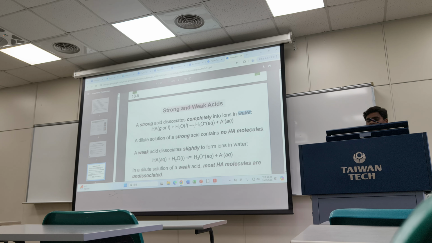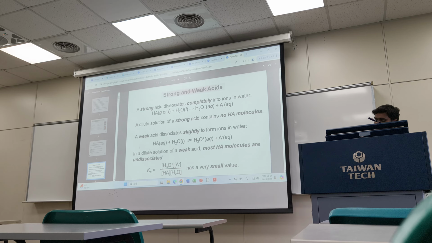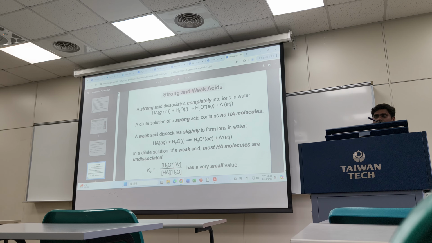If you are going to write this whole paragraph, that is good also. If you are supposed to use a dilute one, you can write that no HA will exist from here. Weak means the dissociation is low, slight. So this slide, just keep it in mind.